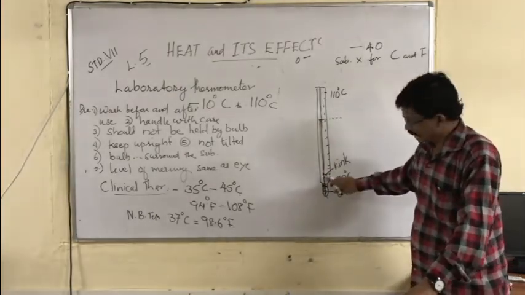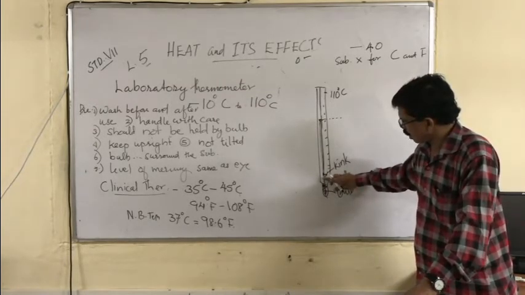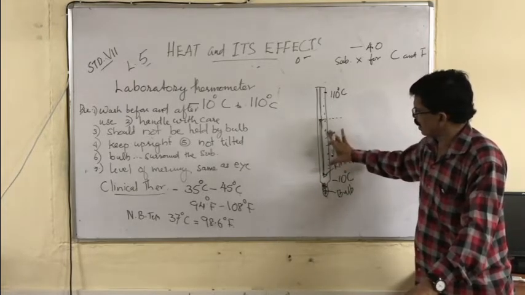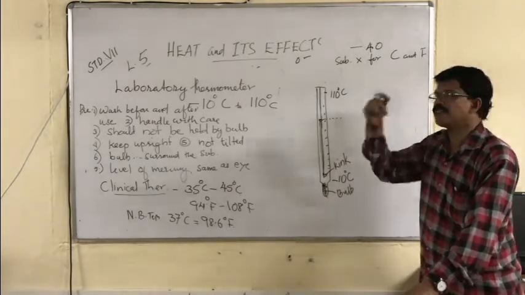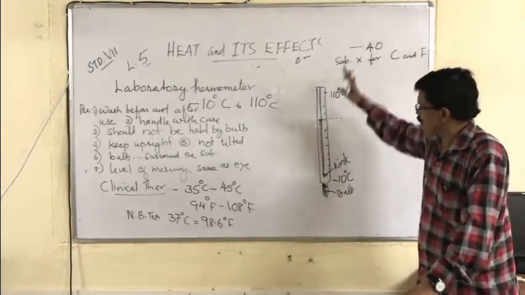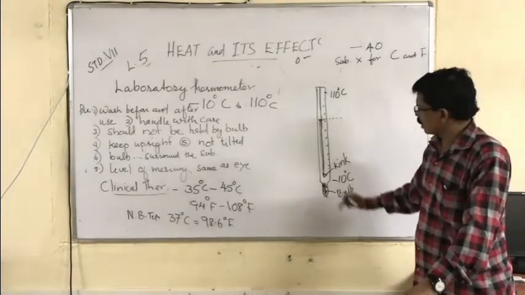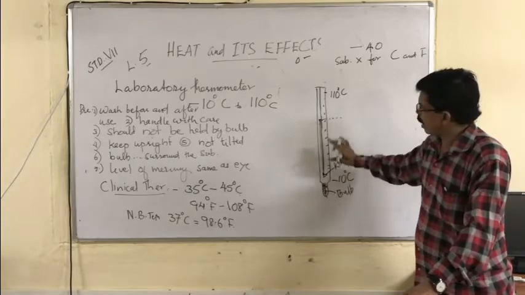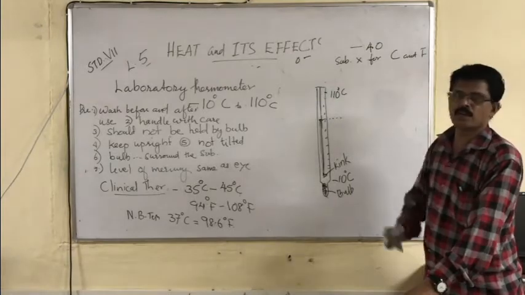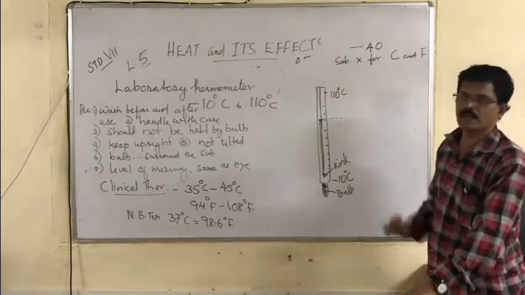If the kink is there, the mercury column will break at this kink, and the lower part will go down and the upper part will remain at the kink. The mercury column will remain for some time, so that we can see the mercury level very clearly. Otherwise, if the kink is not there, mercury column will go down to the bulb. We cannot read it exactly. So because of the kink, the mercury level can be easily observed and recorded. That is the advantage of kink. Kink is present in the laboratory thermometer.